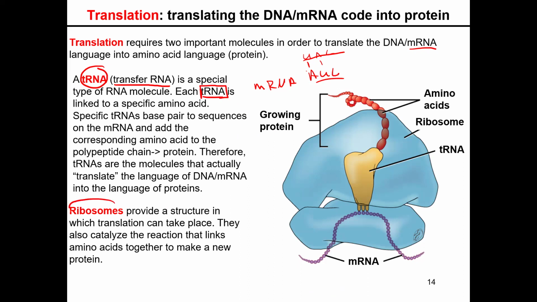Now, the ribosome is going to be another very important thing. This is going to provide a structure in which translation can take place. Okay, so again, you can see that we have our mRNA here. All of this over here is going to be our ribosome. And then our tRNA, transfer, remember, is going to come in here in order to drop off our amino acids in order to produce our proteins. So again, our ribosome is giving us a structure and a place to do that translation.